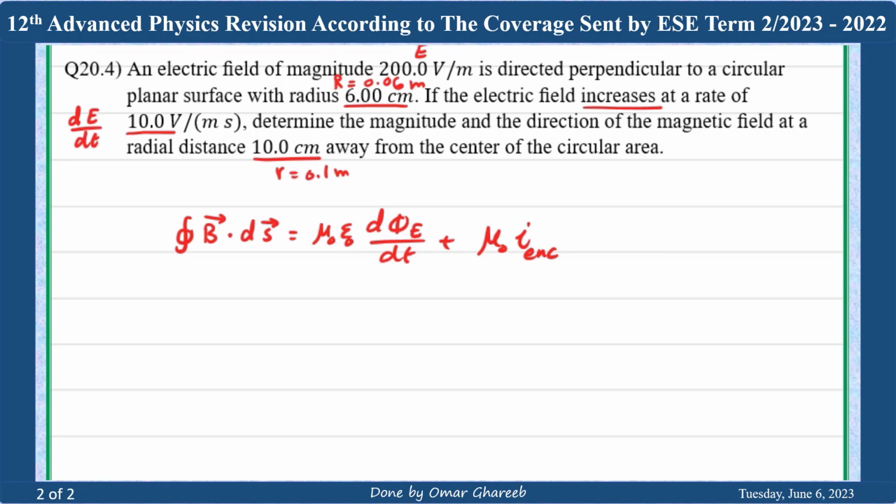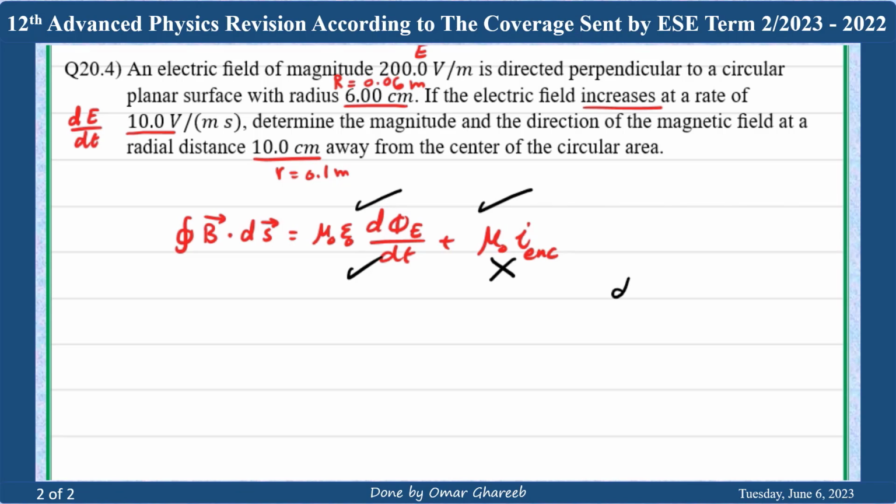Each time you want to find B, you will use this term or this term. You cannot use both of them at the same time, because at our stage you will not find a situation with increasing charge and existing current together. Maybe in higher stages it may be, but for our stage it will not. So there is no enclosed current, so I will not use this term, I will use this term.